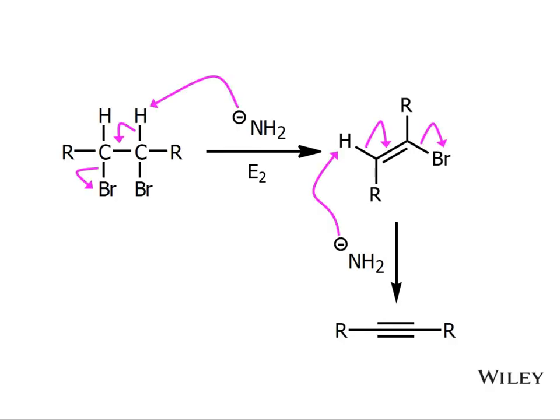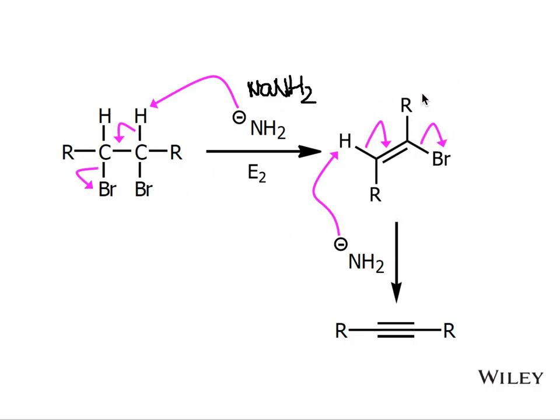So here you have the mechanism again. Here we have a strong base. Remember, this usually comes as NaNH2. And so the negative charge here is going to come get the hydrogen, and that's going to collapse here, giving us one double bond. The Br is going to leave. So we go through this intermediate, the alkene.